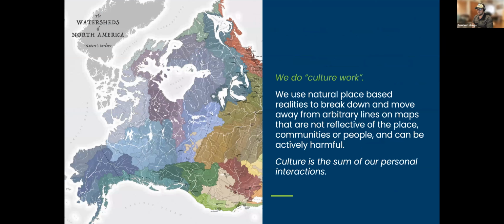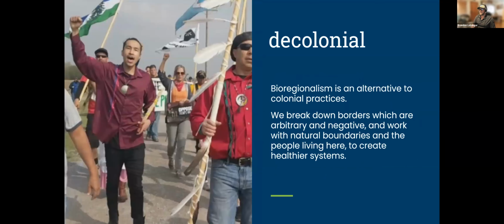To deepen into this a little bit, this means that the work we're doing is cultural work. It's not environmental, it's not economic, but it has to be all of these things working together. It's about using natural place-based realities to break down and move away from arbitrary lines on maps that are not reflective of the place, communities of people, and can actively be harmful. Culture in this sense is the sum of our personal interactions. I think a big feature when we talk about bioregional mapping is that it's decolonial. So bioregionalism is an alternative to colonial practices.